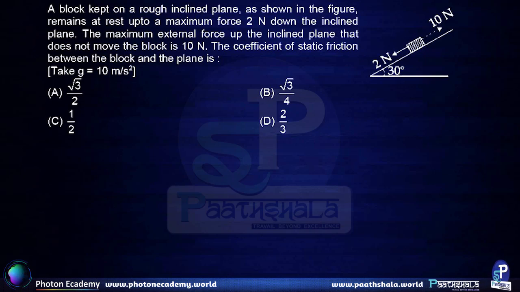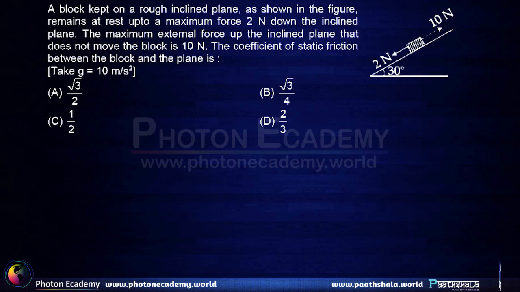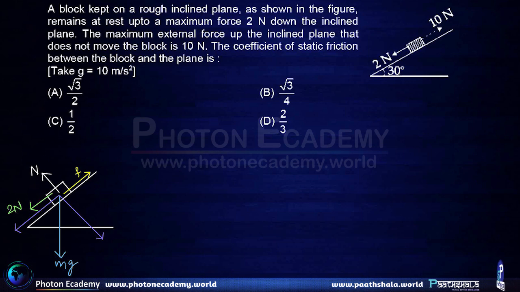A block kept on a rough inclined plane as shown in the figure remains at rest up to a maximum force 2 newtons down the inclined plane. The maximum external force up the inclined plane that does not move the block is 10 newtons. The coefficient of static friction between the block and the plane is?